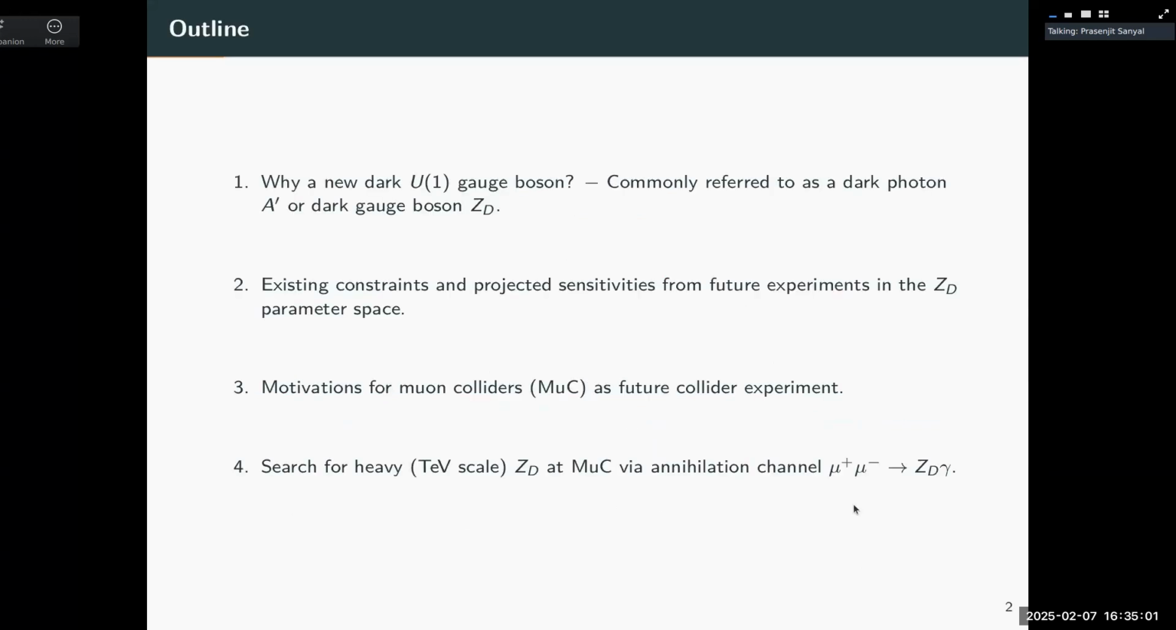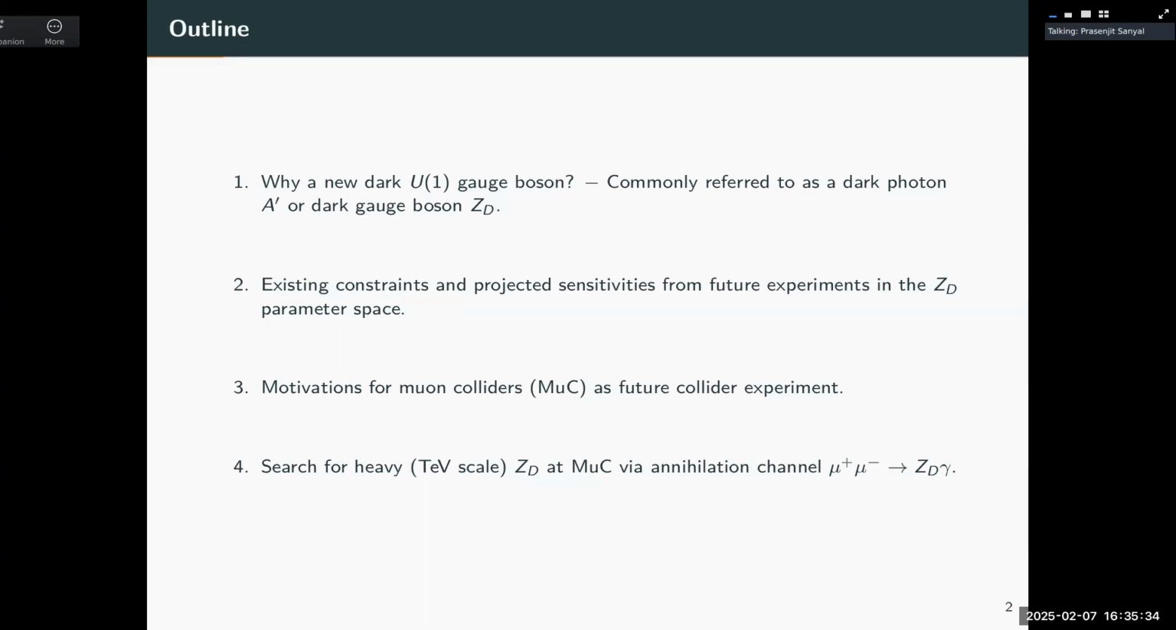This is the outline of my talk. First I will discuss why we need an additional U(1) gauge boson, which is a dark gauge boson, commonly referred to as a dark photon A prime or the dark gauge boson Z_D. I will use these two terms interchangeably, so both are equivalent. Then I will discuss the existing constraints and the projected sensitivities from current and future experiments in the dark Z parameter space.